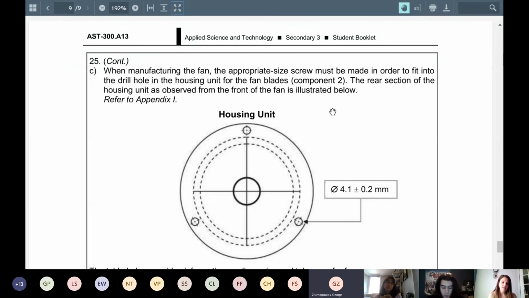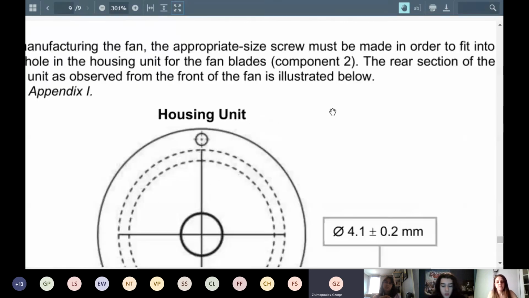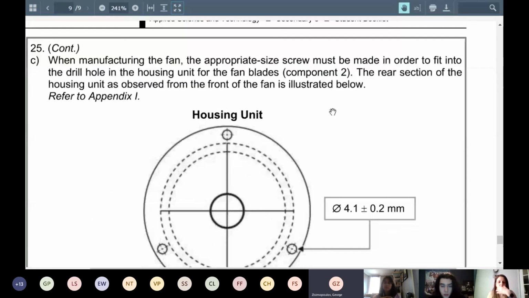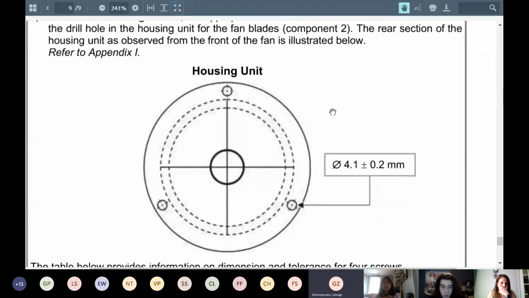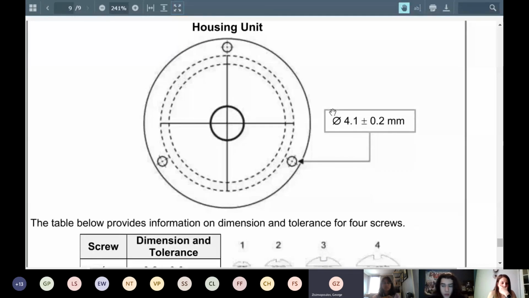When manufacturing the fan, the appropriate size screw must be made in order to fit into the drill hole in the housing until the fan blades component 2. The rear section of the housing unit as observed from the front of the fan is illustrated below, referred to Appendix 1.